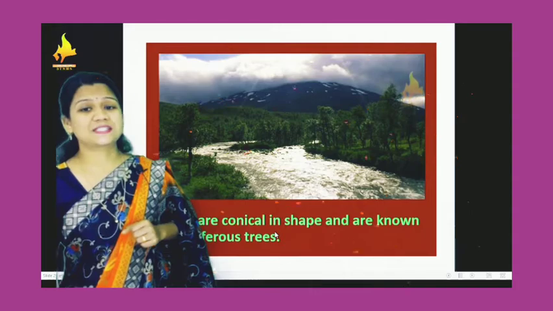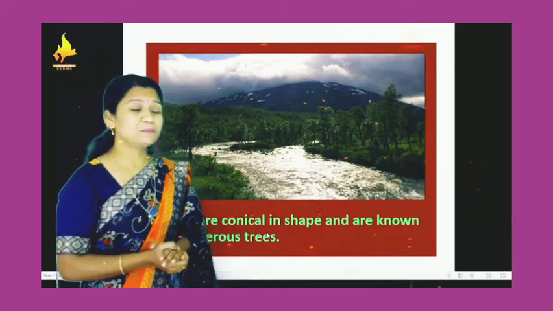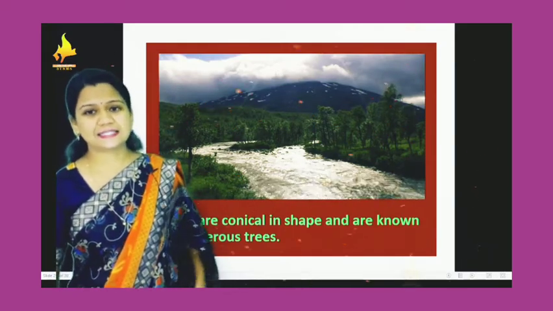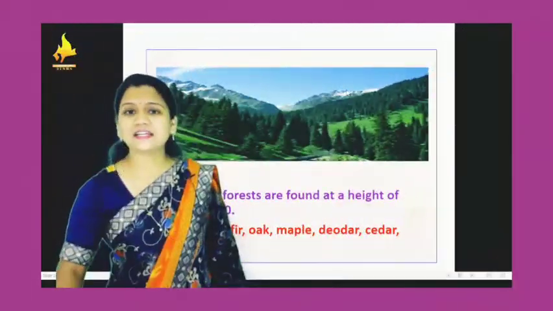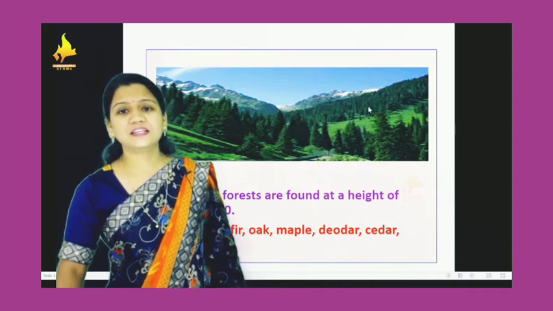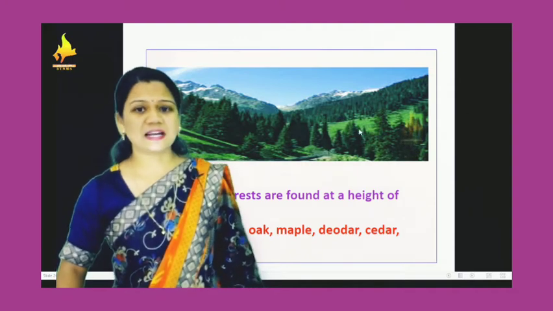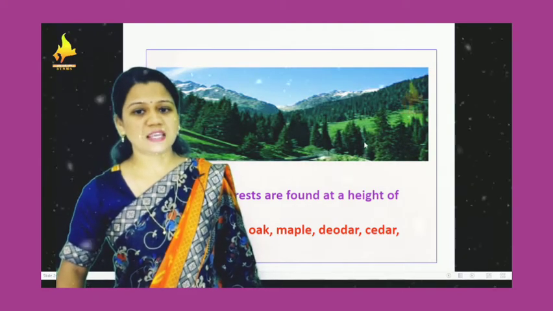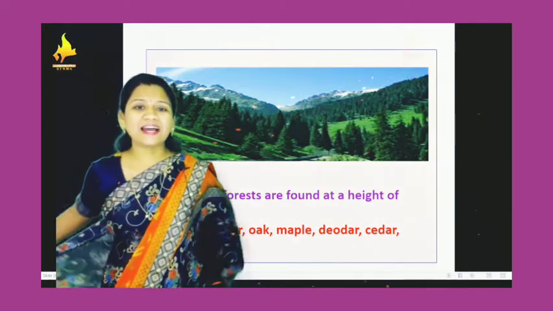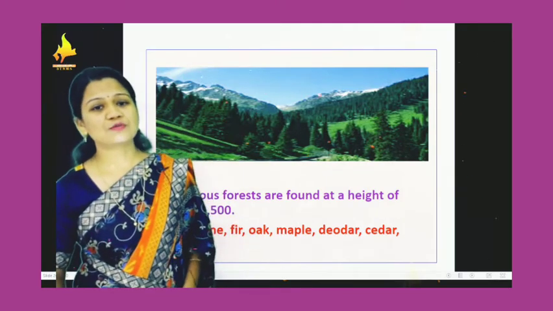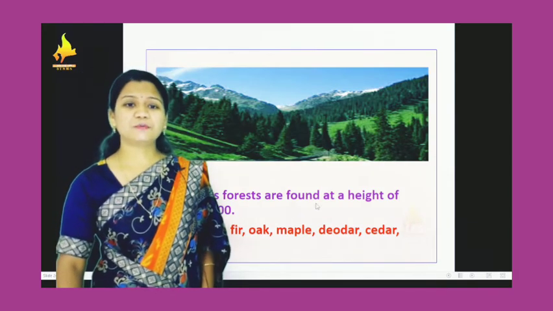Basically, conical trees are found there, and because of this conical shape, these are known as coniferous trees. You can observe here at the top of the mountain there are different trees, different plants, in the middle of the Himalayas there are different plants, and at the lower ground of the Himalayas there are different plants. Basically, these coniferous forests are found at a height of 1,500 to 3,500 meters. Many different types of trees are found there.